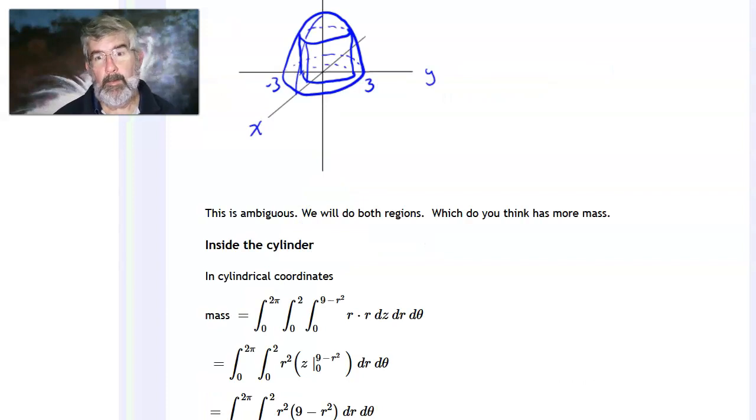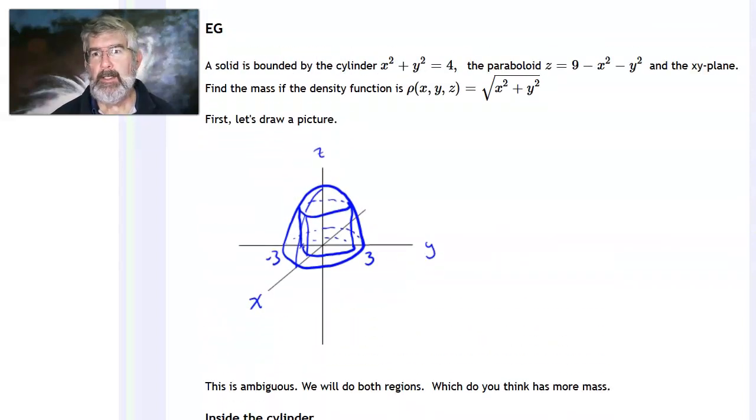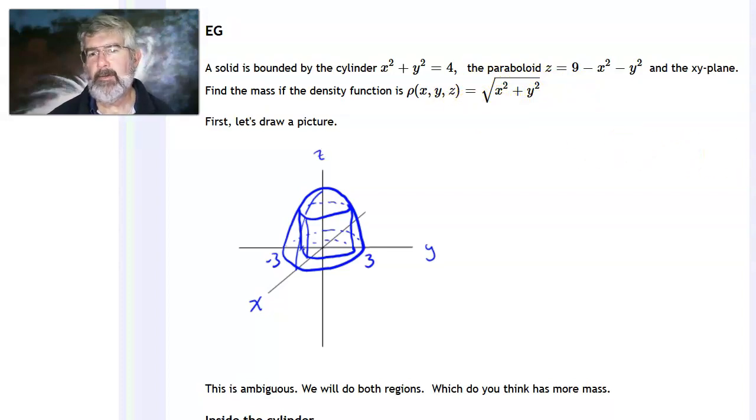So we're going to start with the inside of the cylinder, and I'm going to do this in cylindrical coordinates. A couple of things to notice here: the equation of the cylinder would be r squared equals 4, or just r equals 2. The paraboloid would be z equals 9 minus r squared. Okay. And the density function being the square root of x squared plus y squared, the density function is just r.